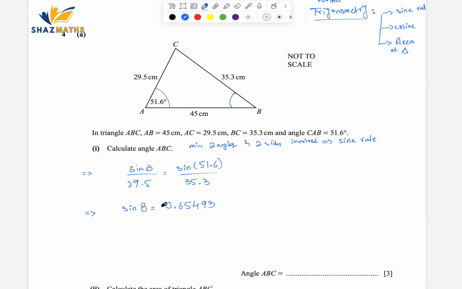0.65493. Try to never use the rounded off value within the question. Try to use the whole answer as it is. If you want to write it down, at least write it down up to 4 to 5 decimal places so that there is minimum error. That's why I've used at least 5 decimal places. The more decimal places you use here, the less error you will have over there. If you round it off to 1 or 2 decimal places, there would be more error and your final answer will probably be wrong, and then you will lose the answer marks.